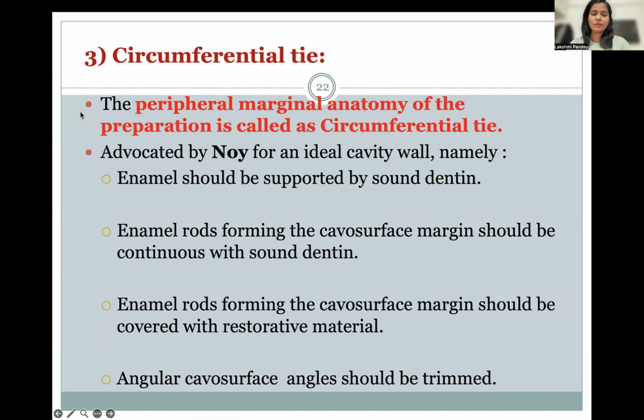You people can read from the PPTs later: any enamel which is unsupported should be removed. Especially at the edges, we give flares or bevels so that we remove the unsupported enamel. Why are you supposed to remove the unsupported enamel? Because the strength of unsupported enamel is zero. So when you place your casting or your restoration there, the chances of fracture increase. That's why you're supposed to remove the unsupported enamel. What do you mean by unsupported enamel? It is the enamel which doesn't have an underlying dentine to support it. Okay.